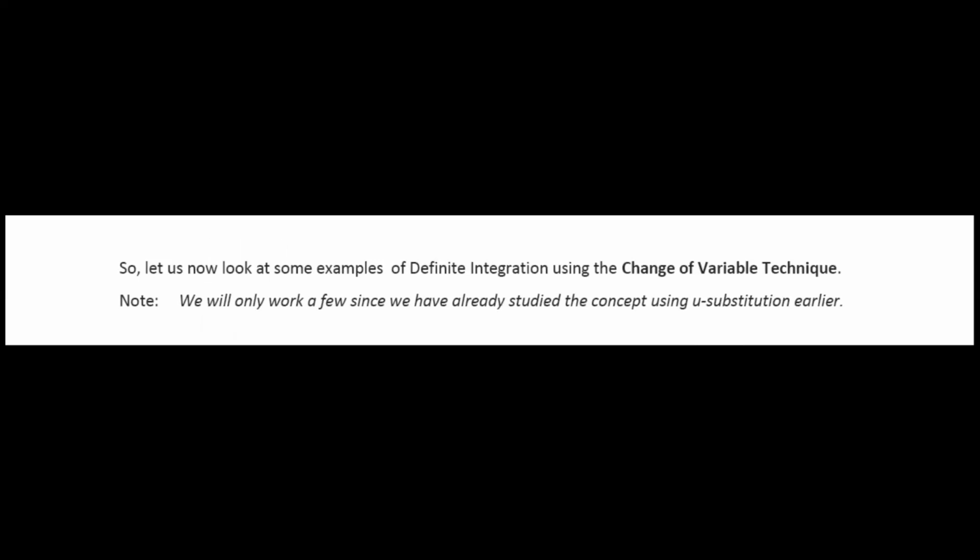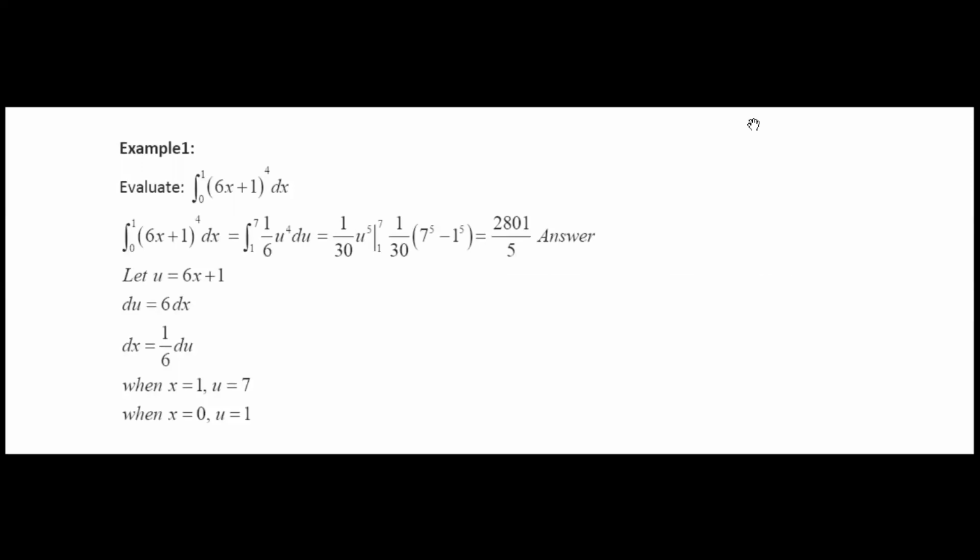So let's look at some examples using definite integration using change of variable techniques. We'll only work a few since we've already studied the concept. We're not trying to teach you u substitution. We've already worked more than 15 problems for you using u substitution. So we're not going to do that again. You should already have that down or be on your way. What we're going to do is take 6 problems and teach you how to use this change of variable technique. So let's look at example 1.